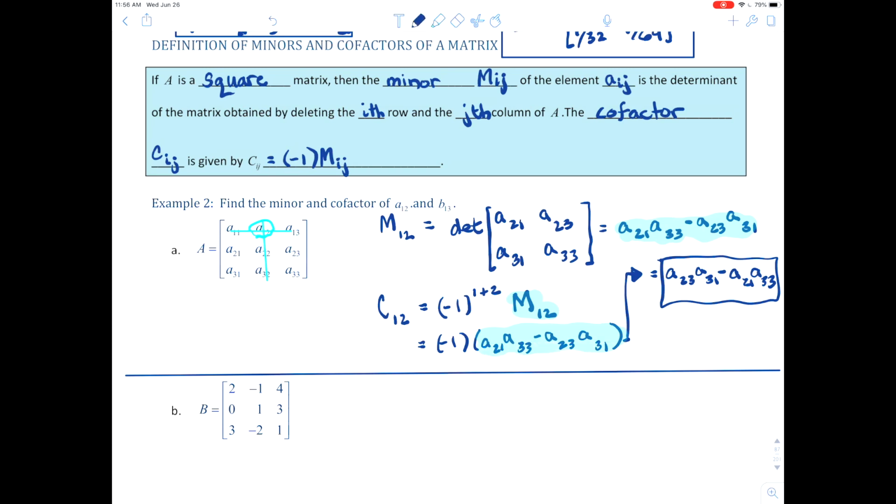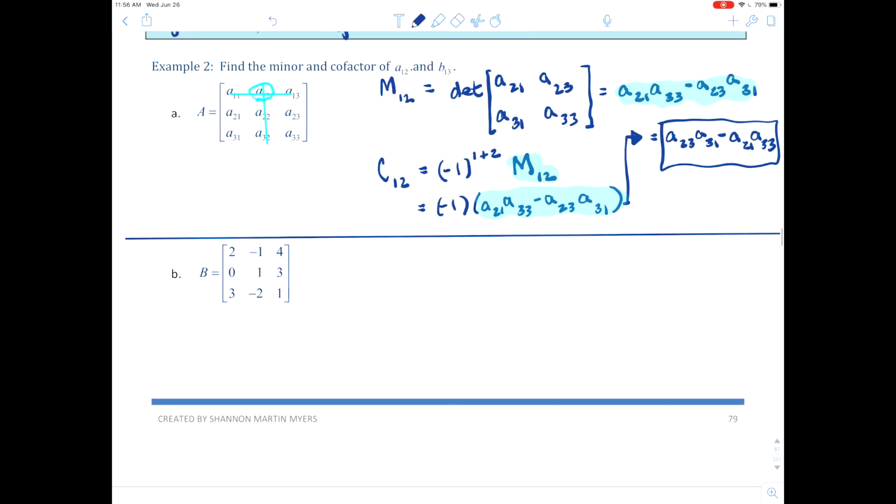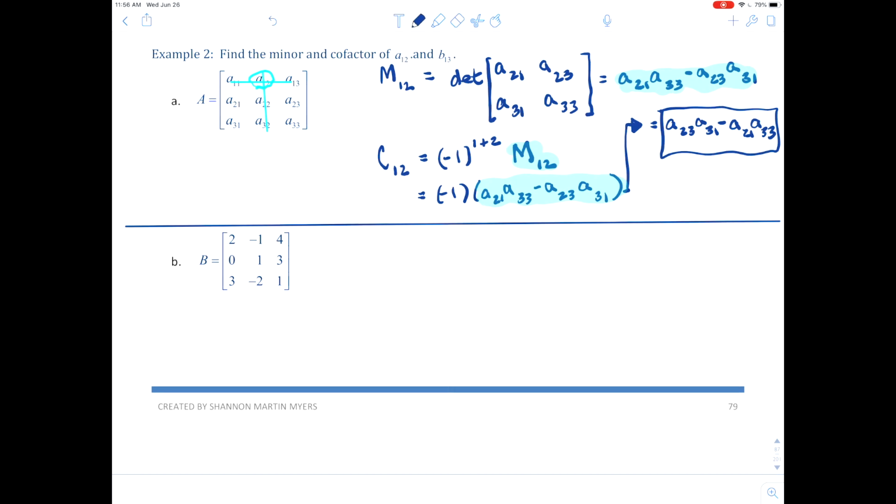All right, now let's do one with regular numbers. So when we want to find B13, let's check it out. For this matrix B, M13 is equal to what? Awesome. The determinant of the matrix, well, let's check it out. 0, 1, 3, -2, which is equal to what? Beautiful. We'll have 0 times -2 is 0, minus 1 times 3 is 3, and that gives us -3. Groovy?